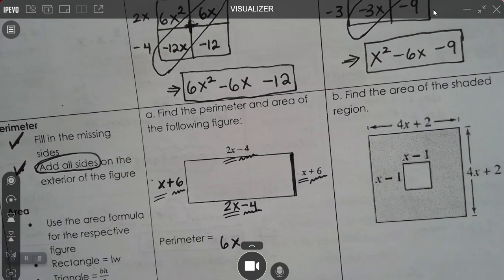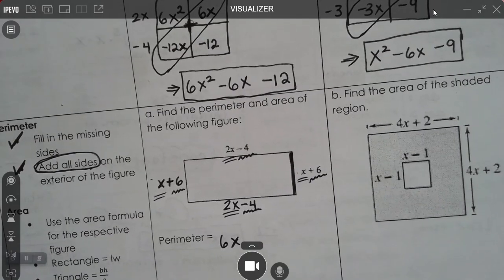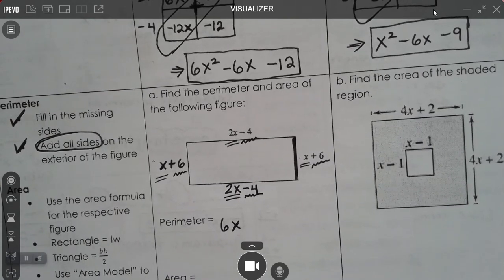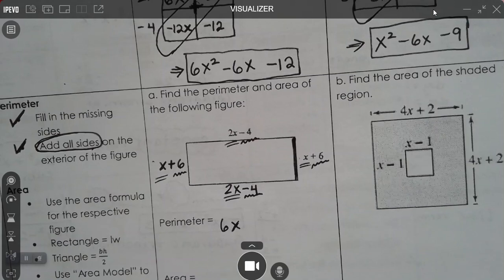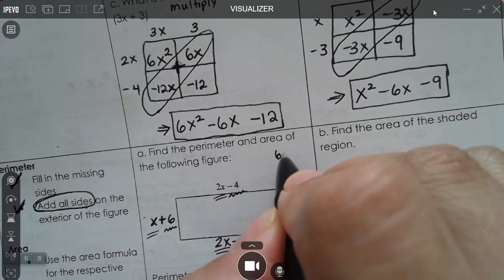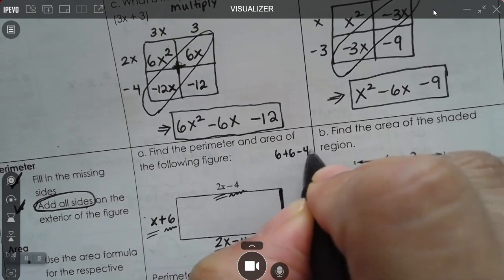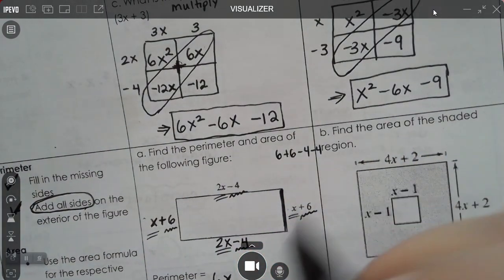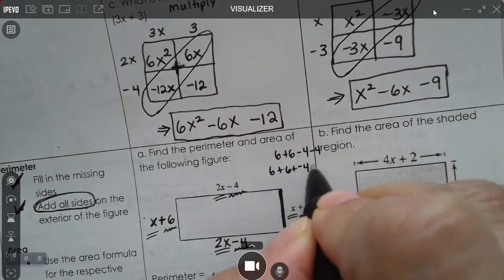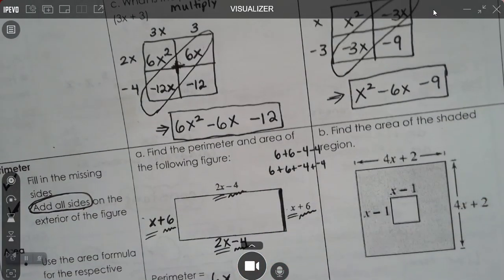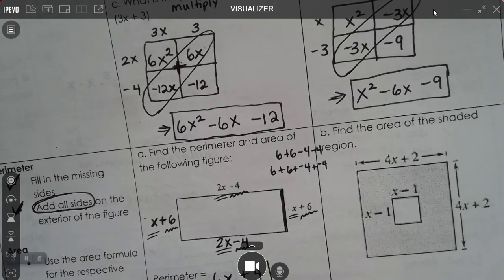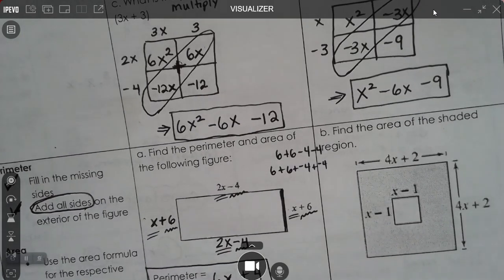It is not 20. Please use a plus sign in between those numbers. Yeah, you do 6 plus 6, and then minus 4, minus 4. Okay? Or plus a negative 4, plus a negative 4. 6 plus 6 plus a negative 4 plus a negative 4. Okay? So yeah, positive 4. And that is the perimeter.